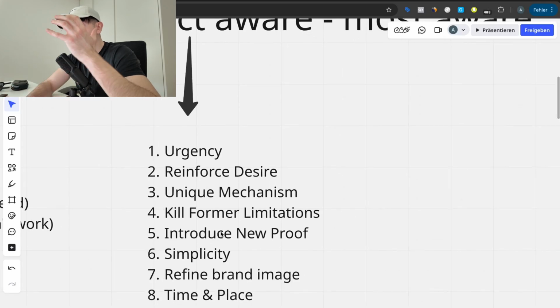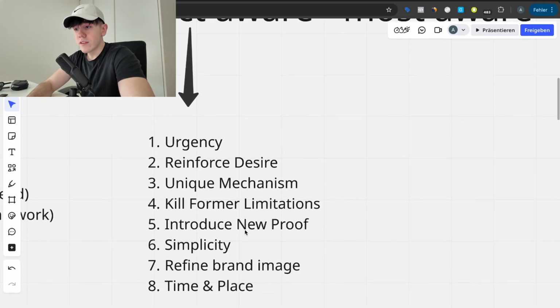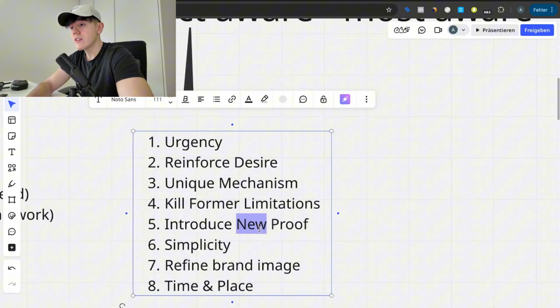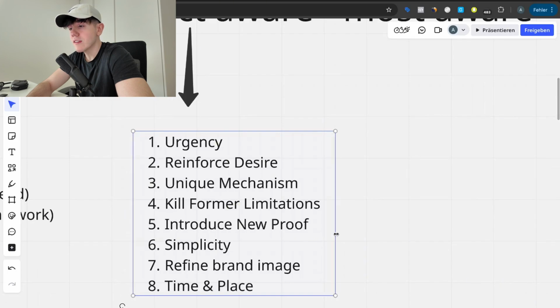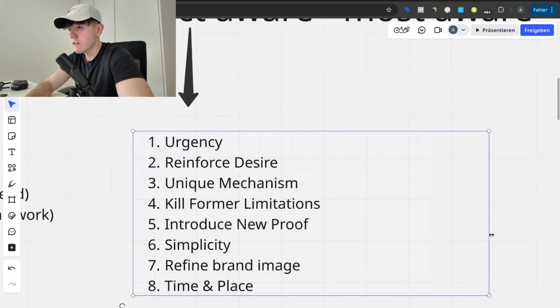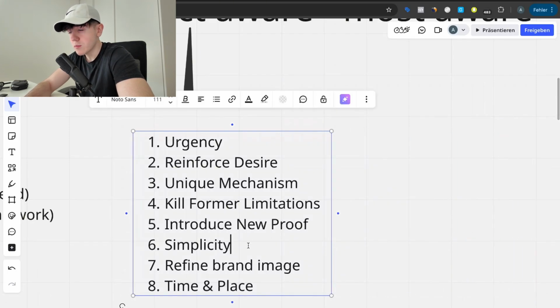Now, 5, introduce new proof, focusing on the keyword new here, right? Whenever something is new, whenever something's fancy, people always tend to like it and believe it more than the good old proof. For some reason, it's just the case. And so that's why you should always play around with as much new proof as possible. If you don't do this, there's always going to be a competitor who does do this instead of you. So what should really entice you to do this is the fear of missing out as a marketer, because all other marketers are just going to do it instead of you, right?